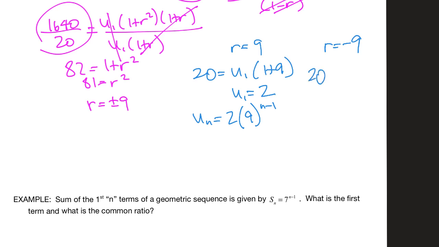Now there's the other situation, where r equals negative 9. And if I use that same formula, u sub 1 plus negative 9, I end up with a u sub 1 of negative 5 halves. So my other formula is negative 5 halves, a ratio of negative 9 raised to the n minus 1.